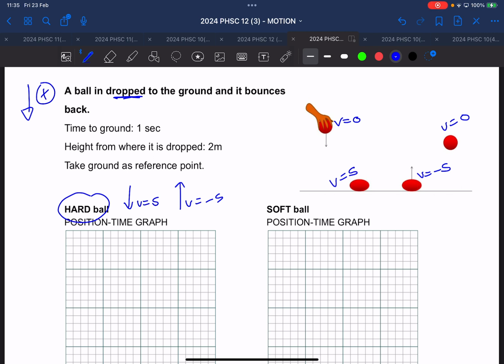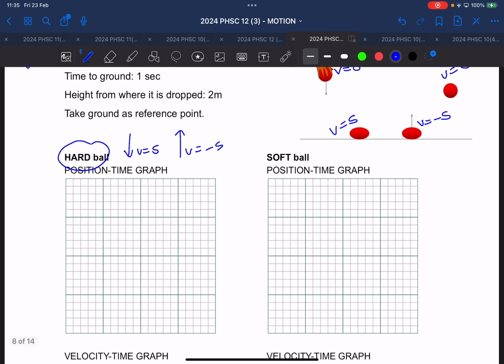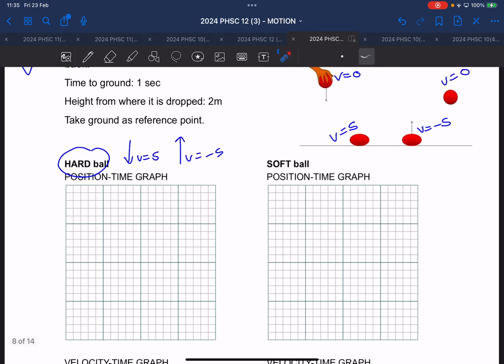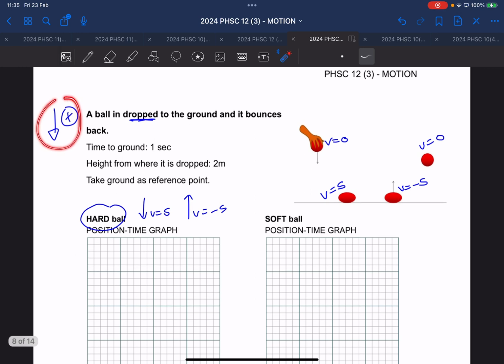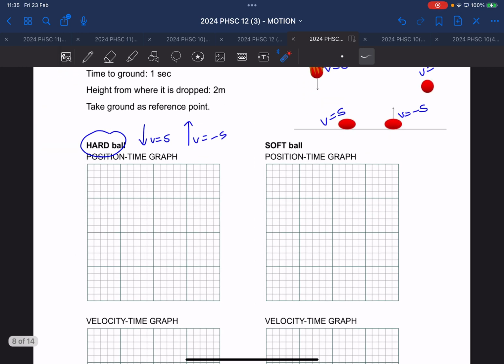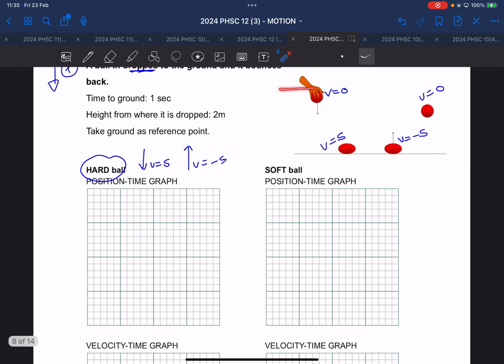Okay. Now, the position versus time graph. Let's just check. It's going down, right? Which direction did we choose to be positive? Down. So then, if we say there, it should go to the positive. Oh, and then what do we take as the reference point? Do we take the person's hand as the reference point or the ground? They say take the ground as the reference point. Okay, so ground as reference point.